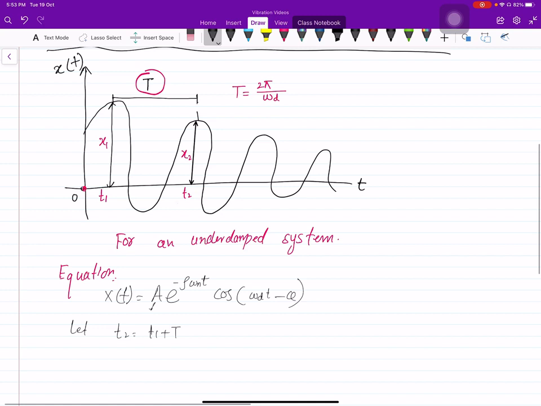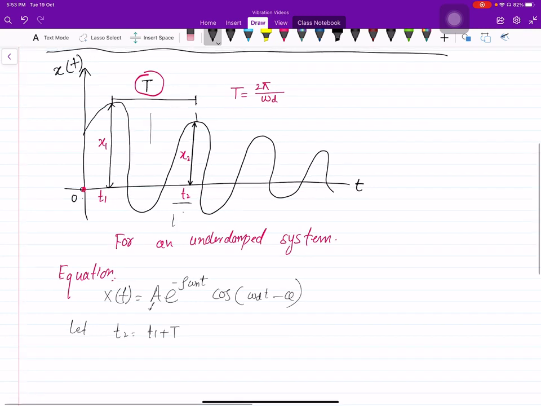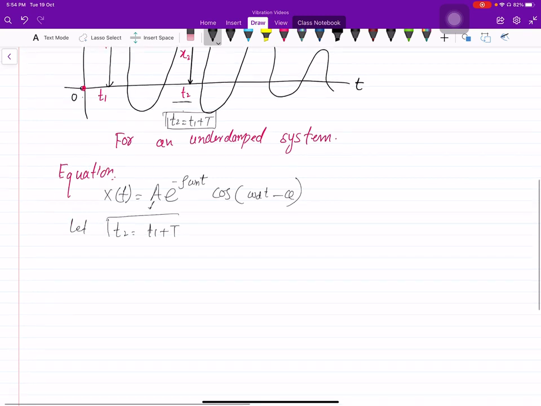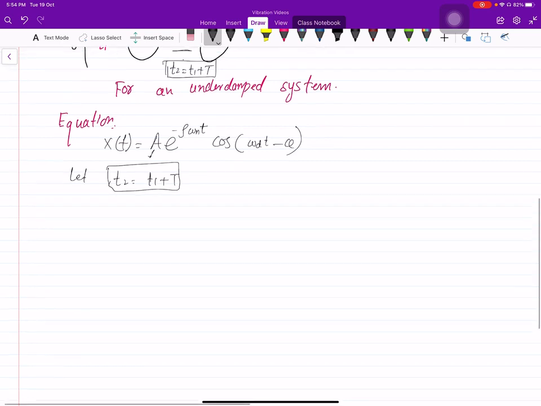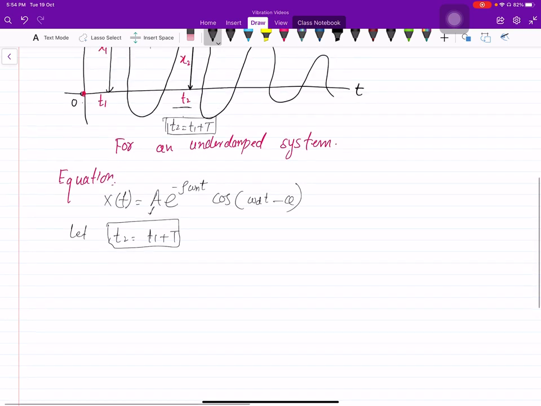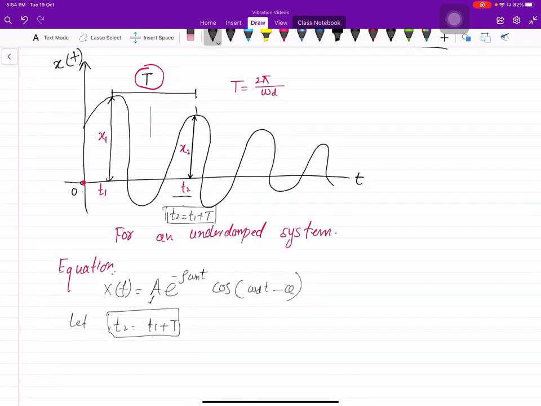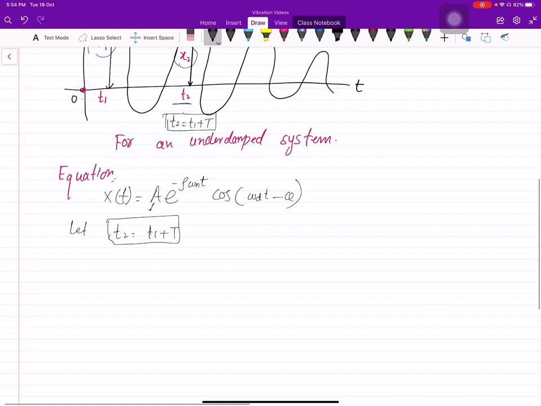If we want to reach here, we need to consider t1 from here to here plus T. So we can say that t2 is equal to t1 plus T. This is the relationship. Let's put this equation into the expression. Now we want to calculate x1 and x2, so let's divide x1 by x2.